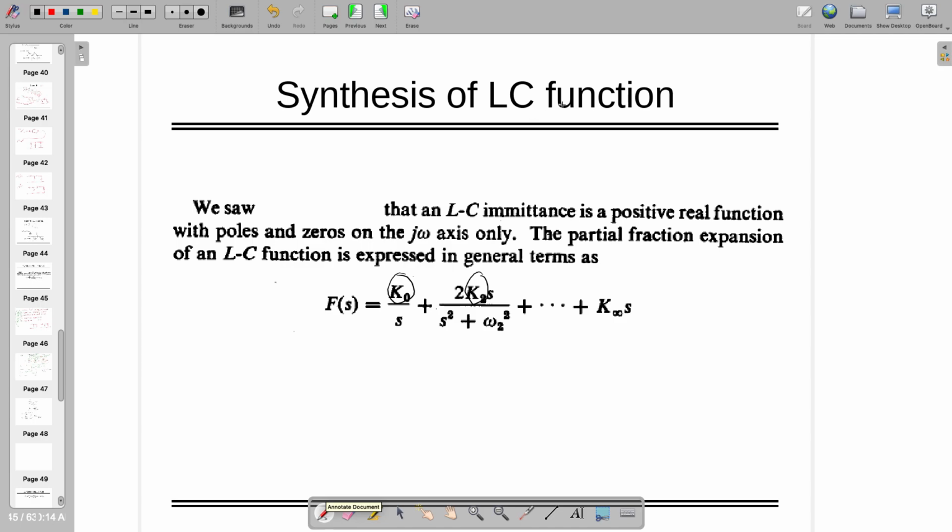So if it is an LC function, it can be written in the form of partial fractions, so k0 divided by s plus 2k2s divided by s square, and so on. You may have a 6th order, 8th order or 10th order system, or maybe higher. Then you may use the residue theorem as one technique. If you think it's faster, use it, otherwise it's not required, right? So if that is the case, then you can find k0, k2 and other terms.